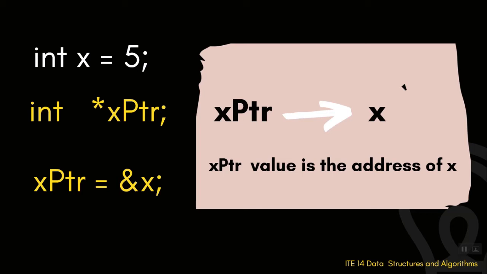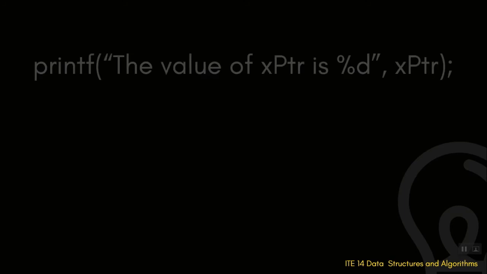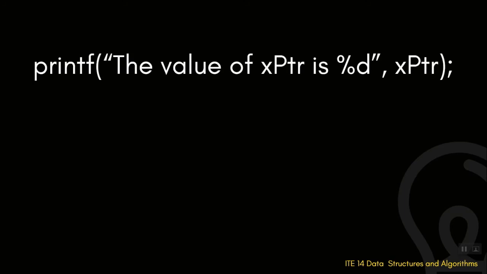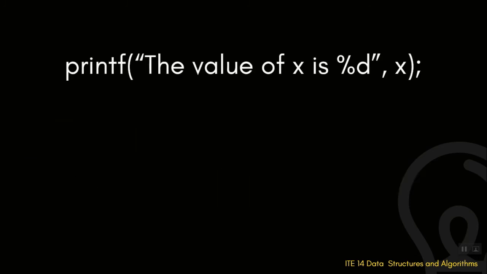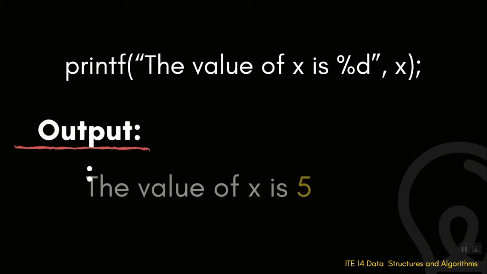If we are going to print the value of our pointer xPtr, we can simply write printf("The value of xPtr is %d", xPtr), writing the variable name of our pointer xPtr. The output for this will be the address of x. Printf, the value of x is %d, and we write variable x. The output will be 5.